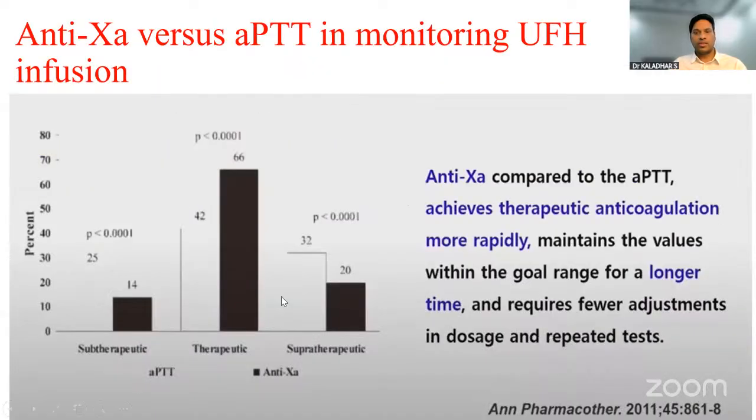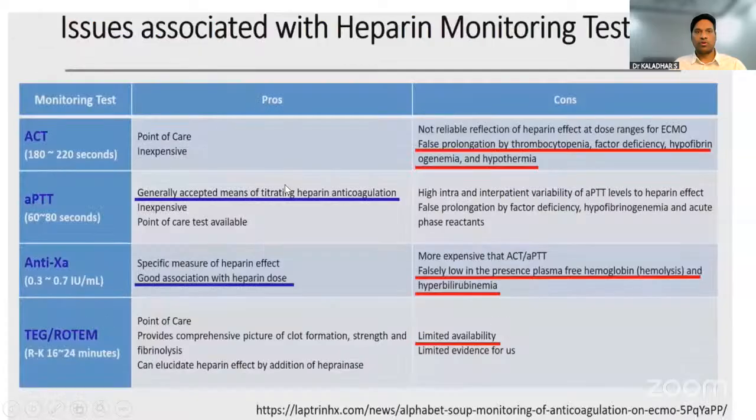And in one study from Annals of Pharmacotherapy, they looked at anti-10A versus APTT. Anti-10A compared to APTT achieves therapeutic anticoagulation more rapidly and maintains the values within the goal range for a longer time. If you look at these bar charts of subtherapeutic, therapeutic and supratherapeutic, the comparison is between APTT and anti-10A. So anti-10A achieves good therapeutic anticoagulation, and the monitoring is more helpful.